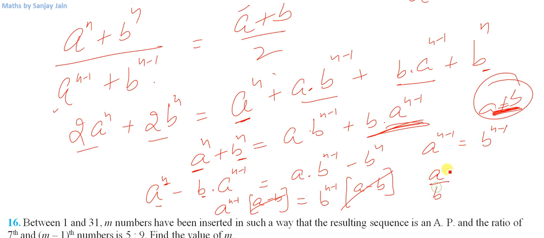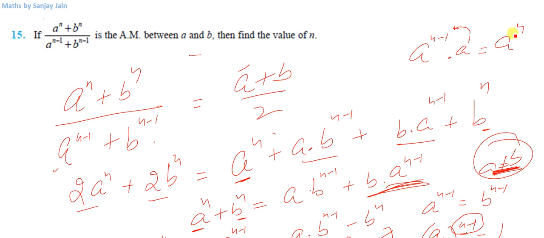So I can write A by B raised to power n minus 1 equal to 1. A and B are two different numbers. Otherwise, these could have been cancelled. If these are equal, this would be true for any value of n. But these are not equal, so this power has to be 0. So n has to be equal to 1. So this is what I needed to find out: the value of n, which is equal to 1. Okay. Let us see what we have next.